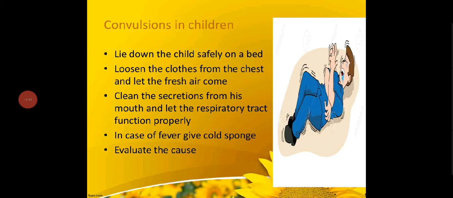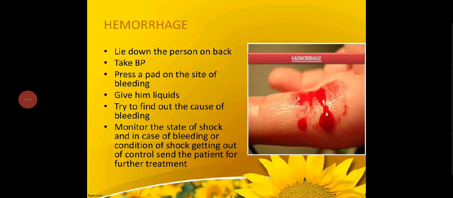In case of fever, give a cold sponge and evaluate the cause. And for hemorrhage, lie the person down on the back, take BP, press a pad on the site of bleeding. Wherever it is bleeding, you should press it, give him liquid, and try to find out the cause of bleeding. Monitor for shock, and in case of bleeding or a condition of shock getting out of control, send the patient for further treatment. Okay, if the bleeding is continuous or if he is going into shock, then you can send the patient to the hospital for further treatment.